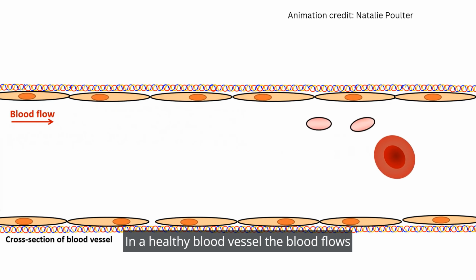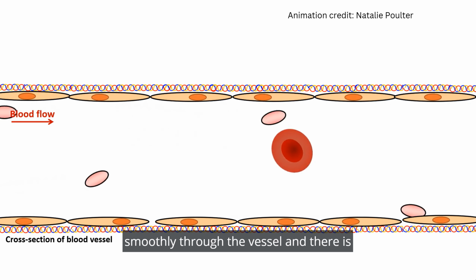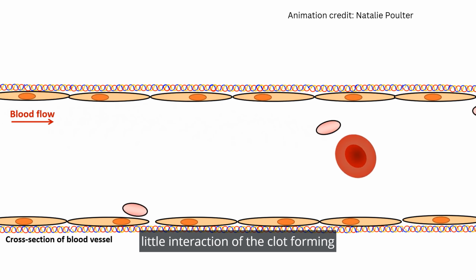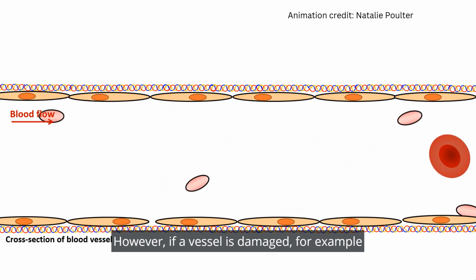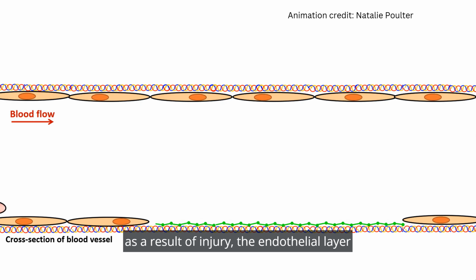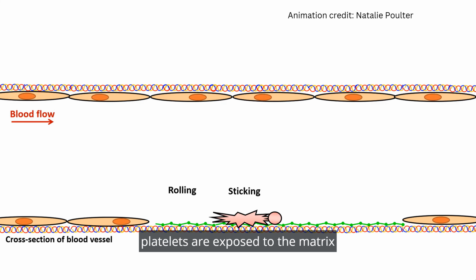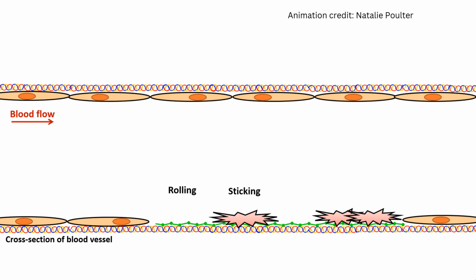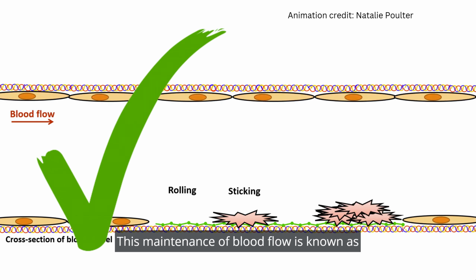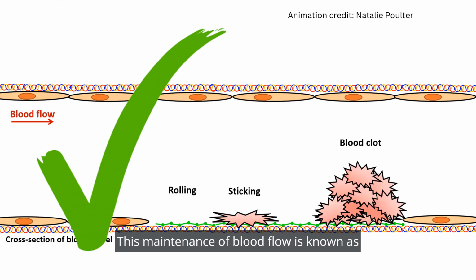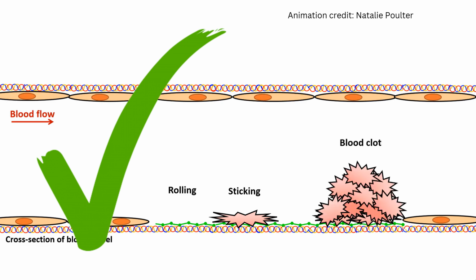In a healthy blood vessel, the blood flows smoothly through the vessel, and there is little interaction of the clot-forming blood cells with the endothelial cells. However, if a vessel is damaged, for example as a result of injury, the endothelial layer is broken and other blood cells called platelets are exposed to the matrix underneath. This activates the platelets to stick together with other cells to form a clot to stop blood loss. This maintenance of blood flow is known as hemostasis and is a good thing.